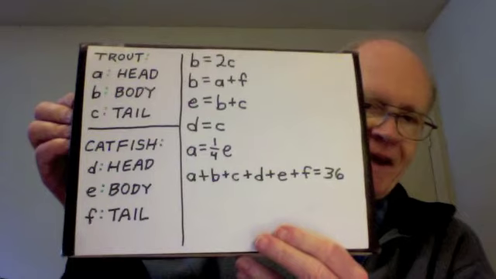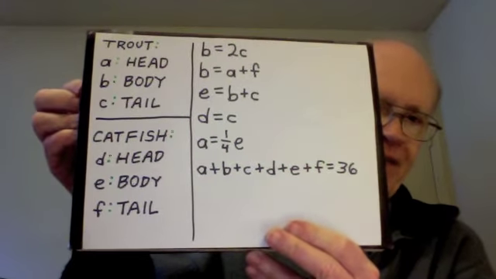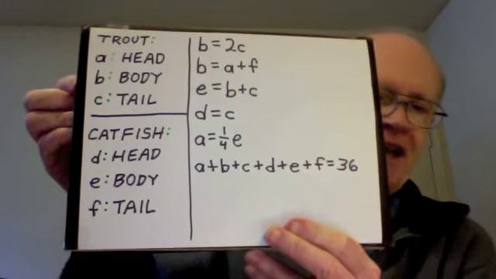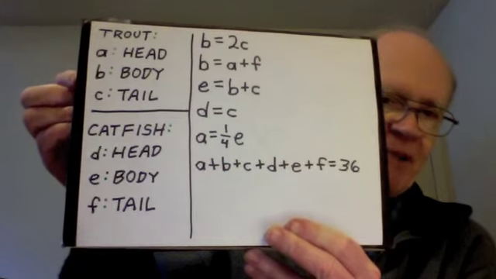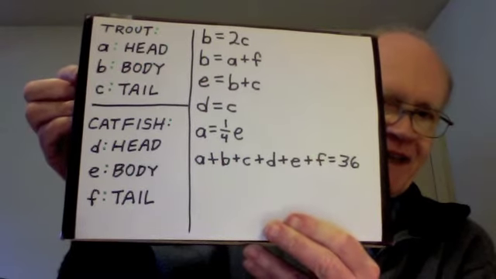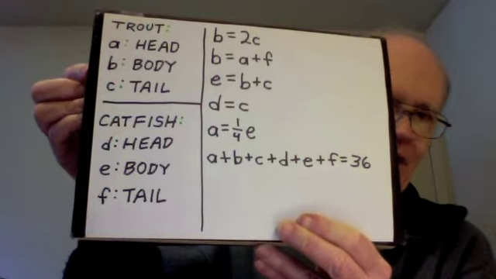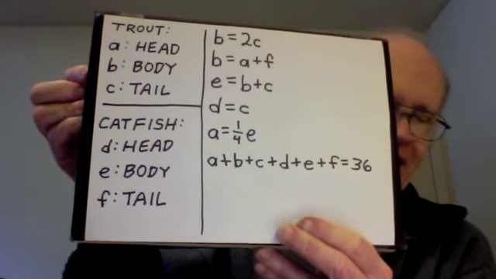And the total length of the two fish combined was 3 feet. That's our sixth equation, and I will do it in inches. 3 feet is 36 inches. And so we have A plus B plus C plus D plus E plus F equals 36. We have here a system of 6 equations, 6 variables.